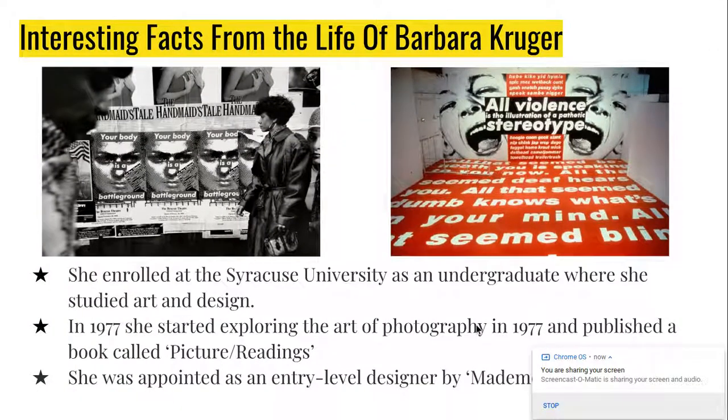Interesting facts from the life of Barbara Kruger. She enrolled at Syracuse University as an undergraduate, where she studied art and design. In 1977, she started exploring the art of photography and published a book called Pictures and Readings. After spending a year at the university, she moved to New York to take advanced art and design classes at the Parsons School of Design. During the 1980s, she decided to abandon original photography and started incorporating already existing photography from newspapers and magazines into her artwork.